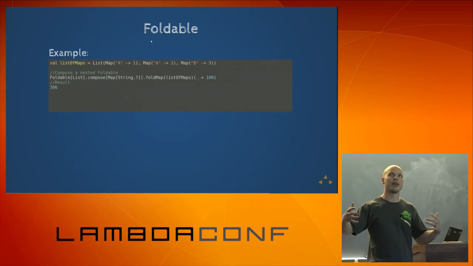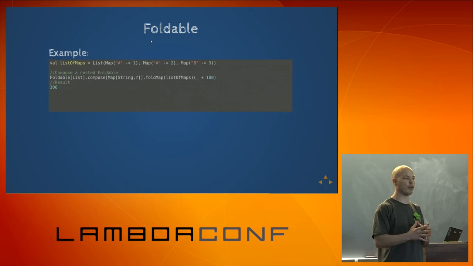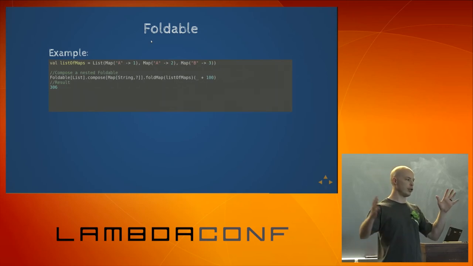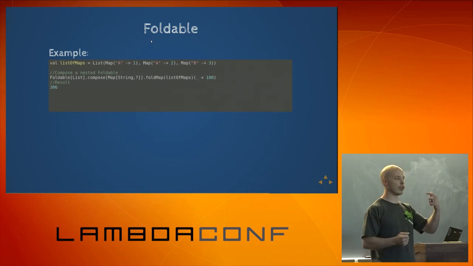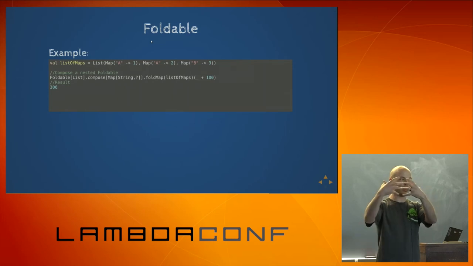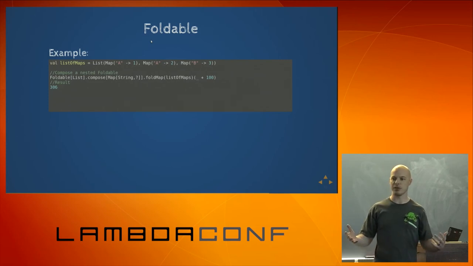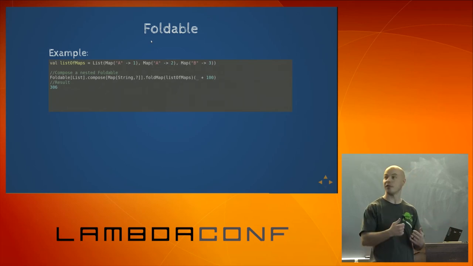So you can compose foldable structures into a foldable structure that's bigger. If you have a list of maps, you can collapse the maps together. But if you want, you can create a foldable structure that operates over the list of maps and just fold over the values. So this is really neat when you want to ignore the keys in the map and just collapse all the values together.